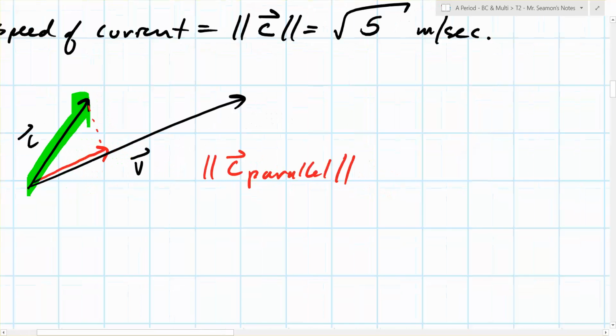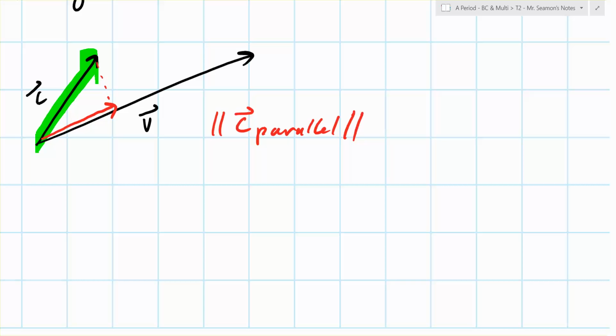The magnitude of C parallel. Now, do you remember how to find that? How are you going to do it? Just so people can get the trig first, what was the first thing you said? It was going to be the magnitude of C times the magnitude of V times cosine beta, which is the angle between. Let me put a beta in there first so you have something. That's beta right there.